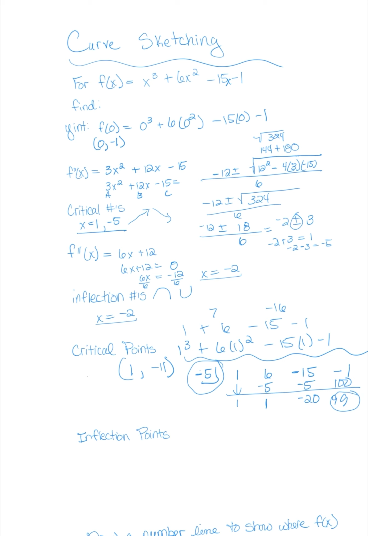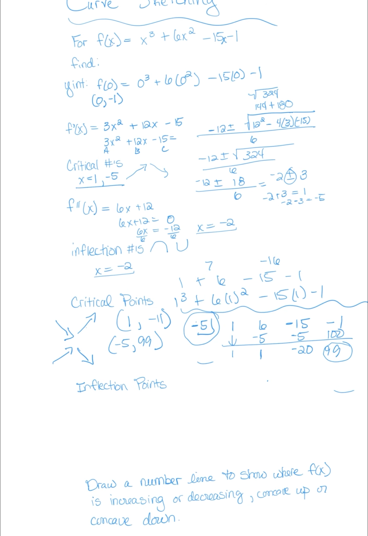Isn't that cool to do it that way instead of just plugging everything in and accidentally messing something up? But you could if you want. If you really want to plug everything in, you can. But I thought it'd be cool to show that. Negative 5, 99. So we have 2 critical points. So like I said, these are going to be where our graph is changing direction, either going like this or like this. Okay, now our inflection points, well, it's the same thing.